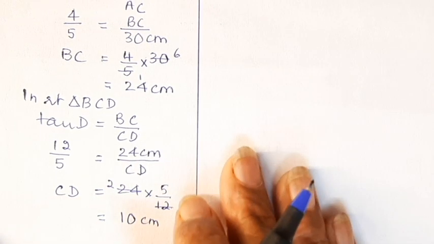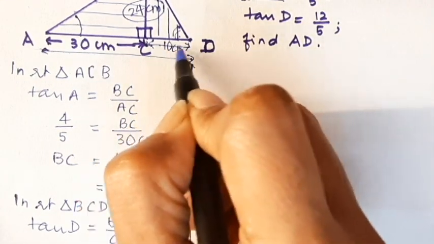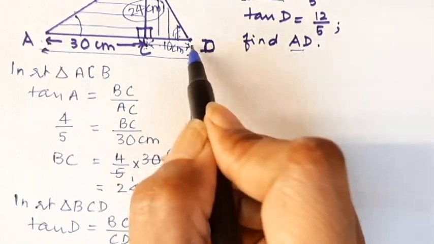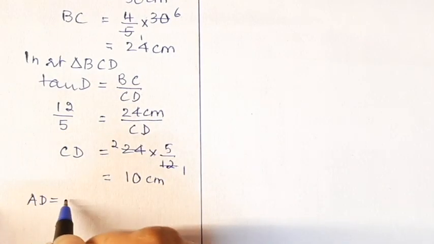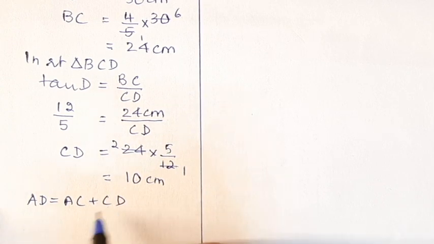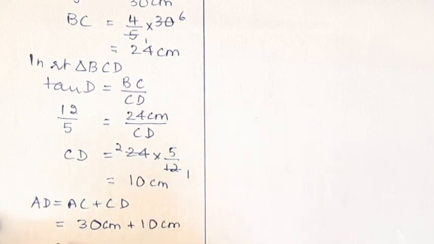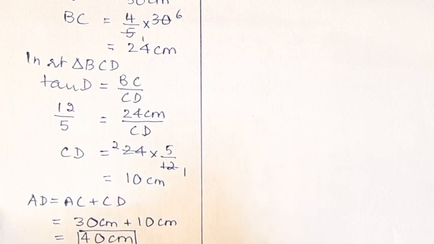Now we have found, let's look at our diagram. This is 10 centimeter from here to here, but we have to find AD. What is AD? AC plus CD. So we will write just that AD equal to AC plus CD, and then we substitute. This is 30 centimeter and CD is 10 centimeter, and when we add we get a good answer, that is 40 centimeter, and that is our answer.